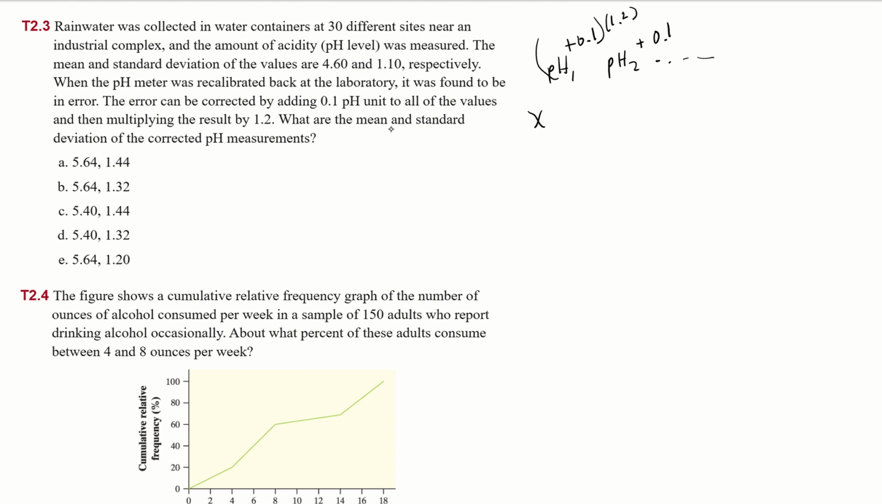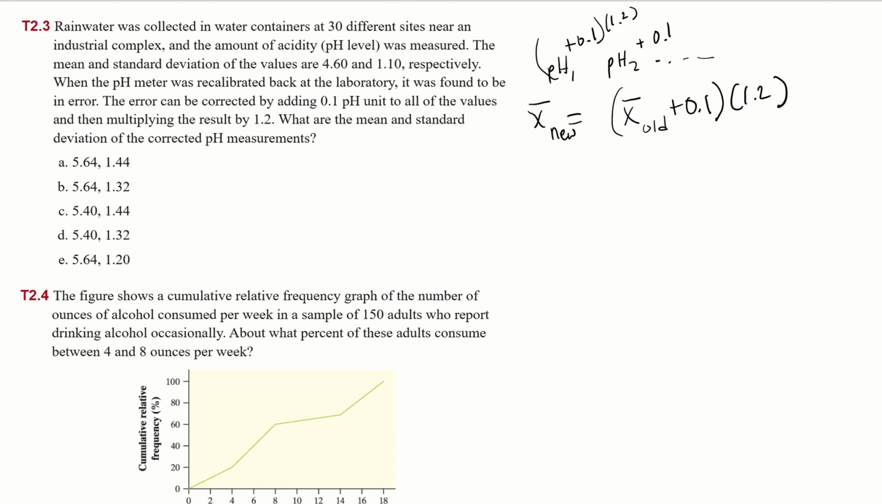Okay, so then the new mean is going to be the old mean plus 0.1 and then times 1.2. That's how the transformation works, right? So that's how you get the new mean.